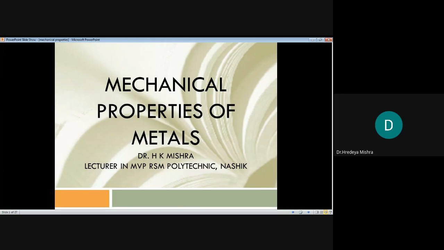Why we choose this as a starting unit? Because before going to design any component or product, we decide the metal or material for that. On which basis are we going to select the material? That is the mechanical property of the metals. So first we study about the mechanical property of the metals.